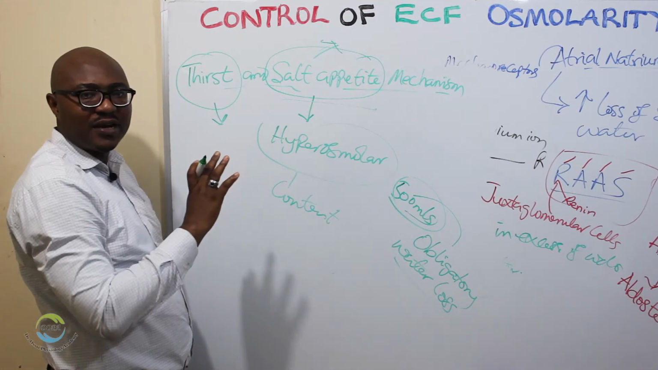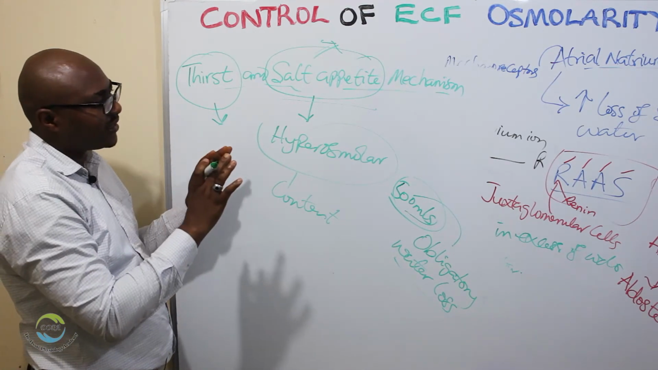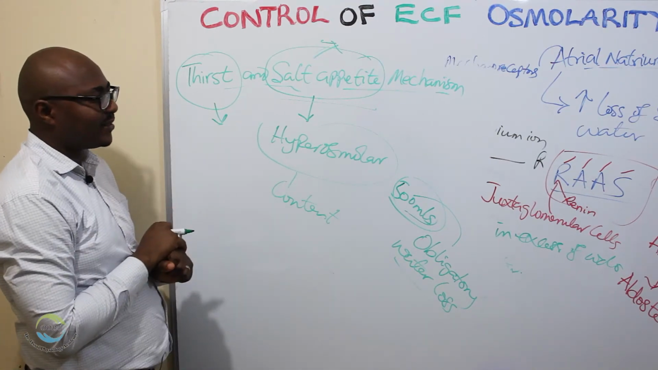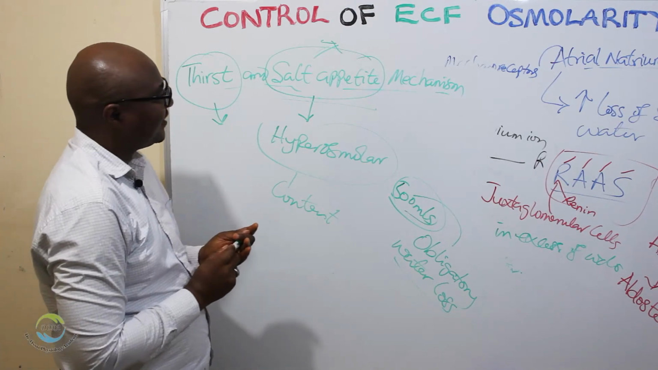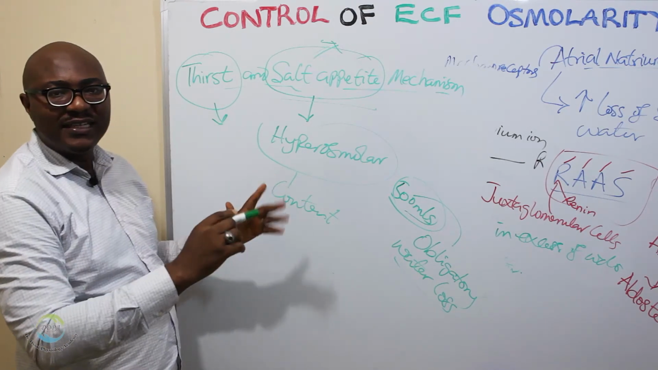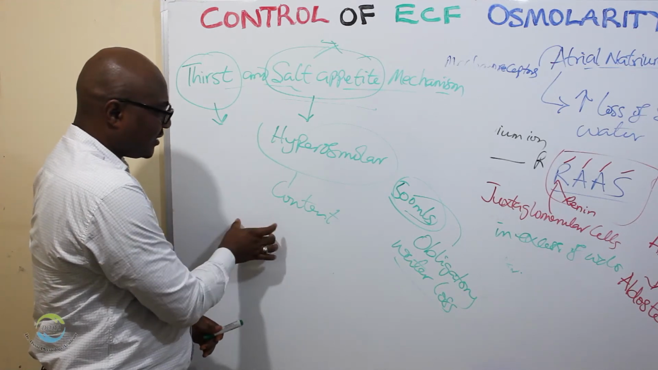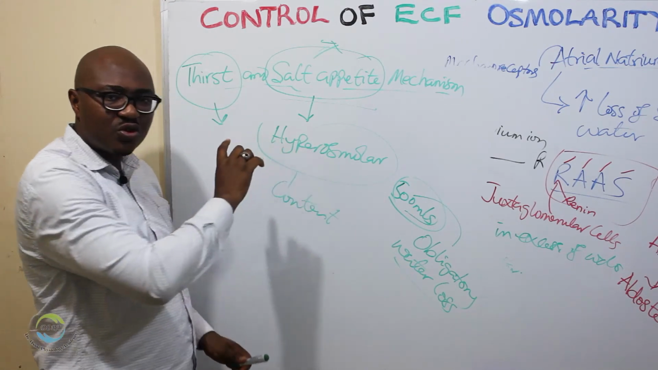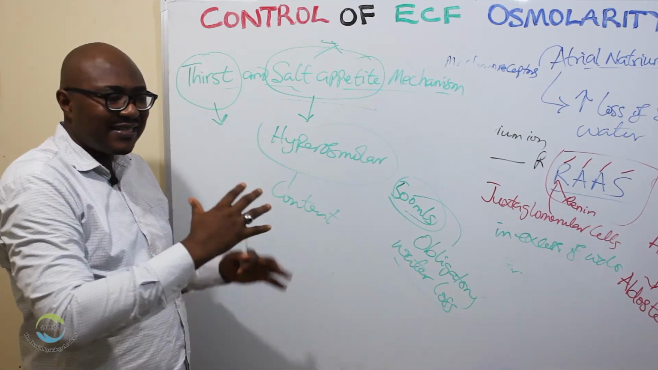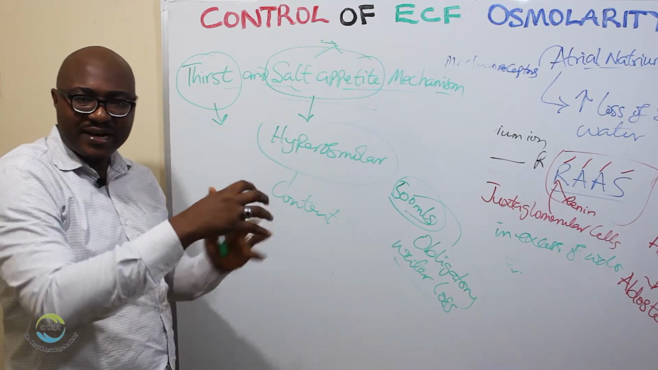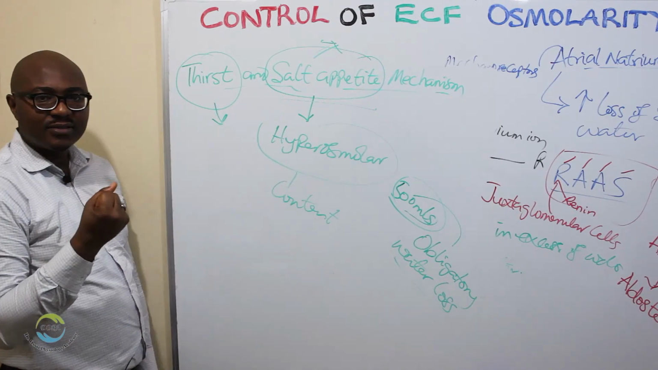ECF osmolarity. So just think about it. It's not so difficult to understand. So just know the different mechanisms, okay? So what can we learn from this? It's simple: you need to have different ways to solve a particular problem. Those different ways have slightly different mechanisms in order to bring about a balance.